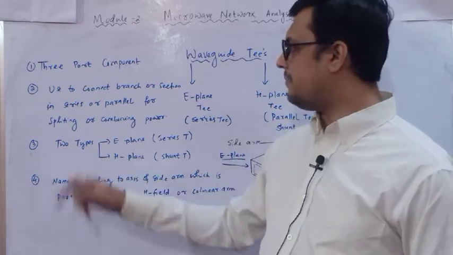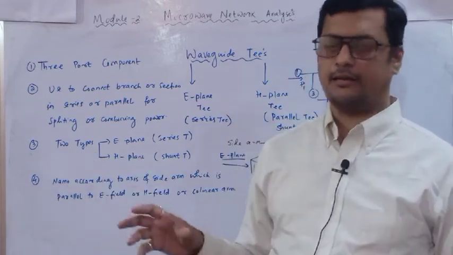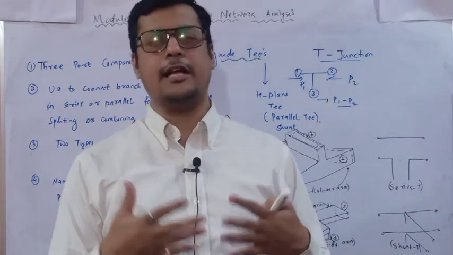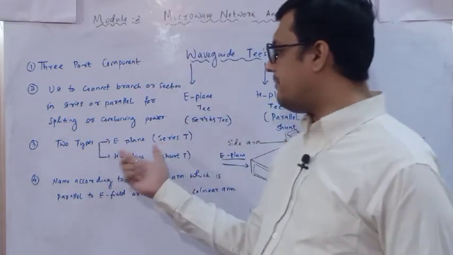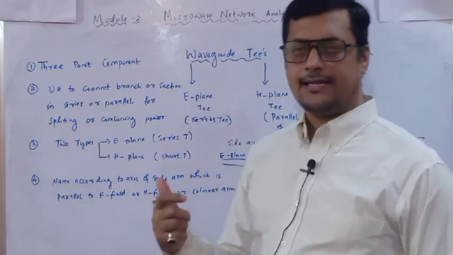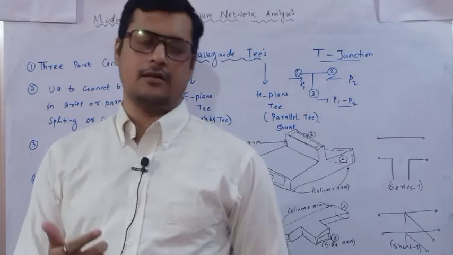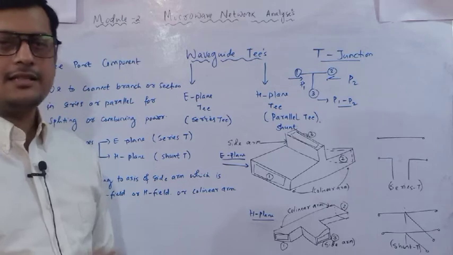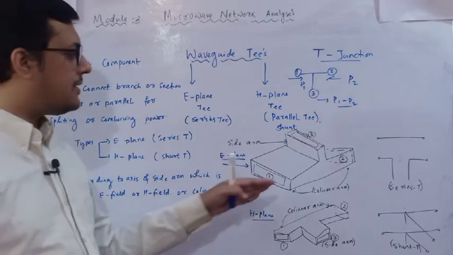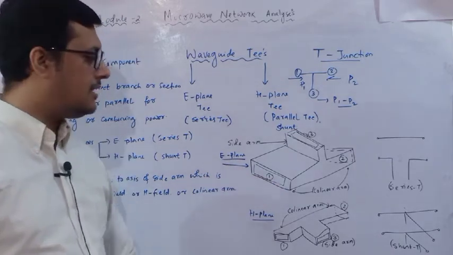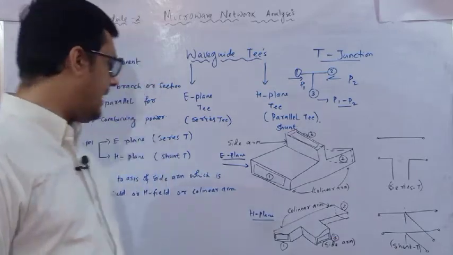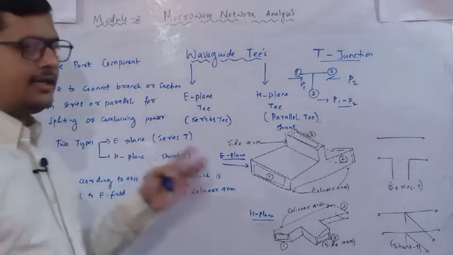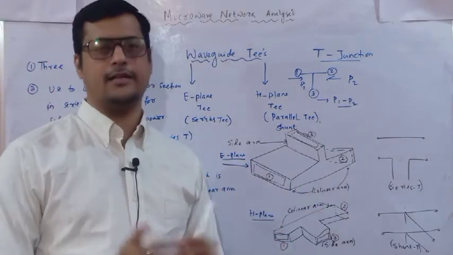Then the third point is that there are basically 2 types, but using these 2 types a hybrid can be formed with the combination of E and H plane both. So 2 types: one is E plane and one is H plane. As I have told, the E plane is represented in terms of series, the series T junction. Similarly, the H plane T junction is represented in parallel form. Parallel means it is a shunt form. They are named according to the axis of the side arm, which is parallel to either the electric field or the magnetic field of the collinear arm.